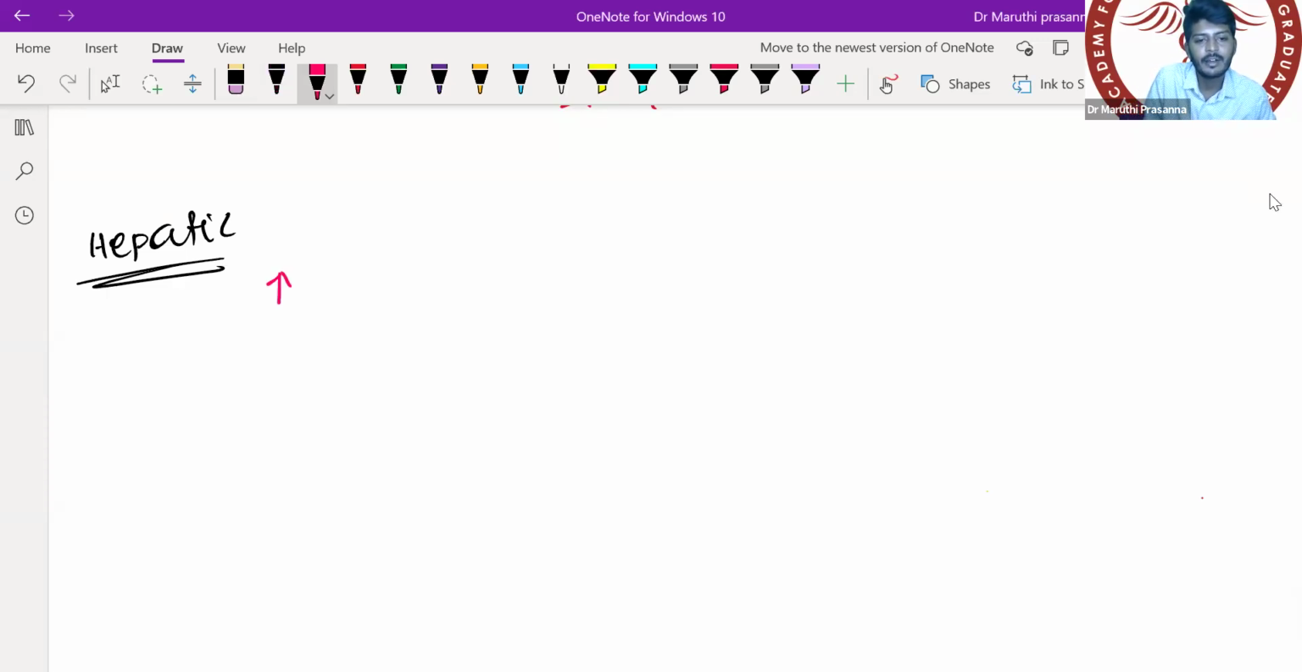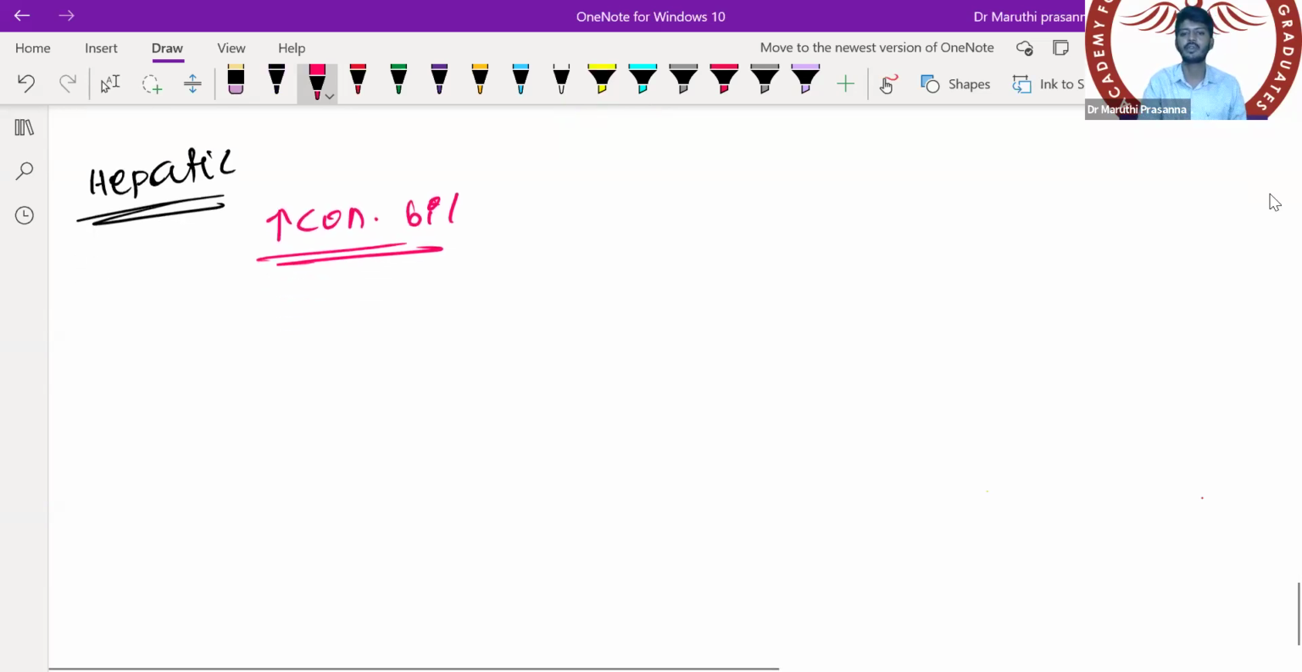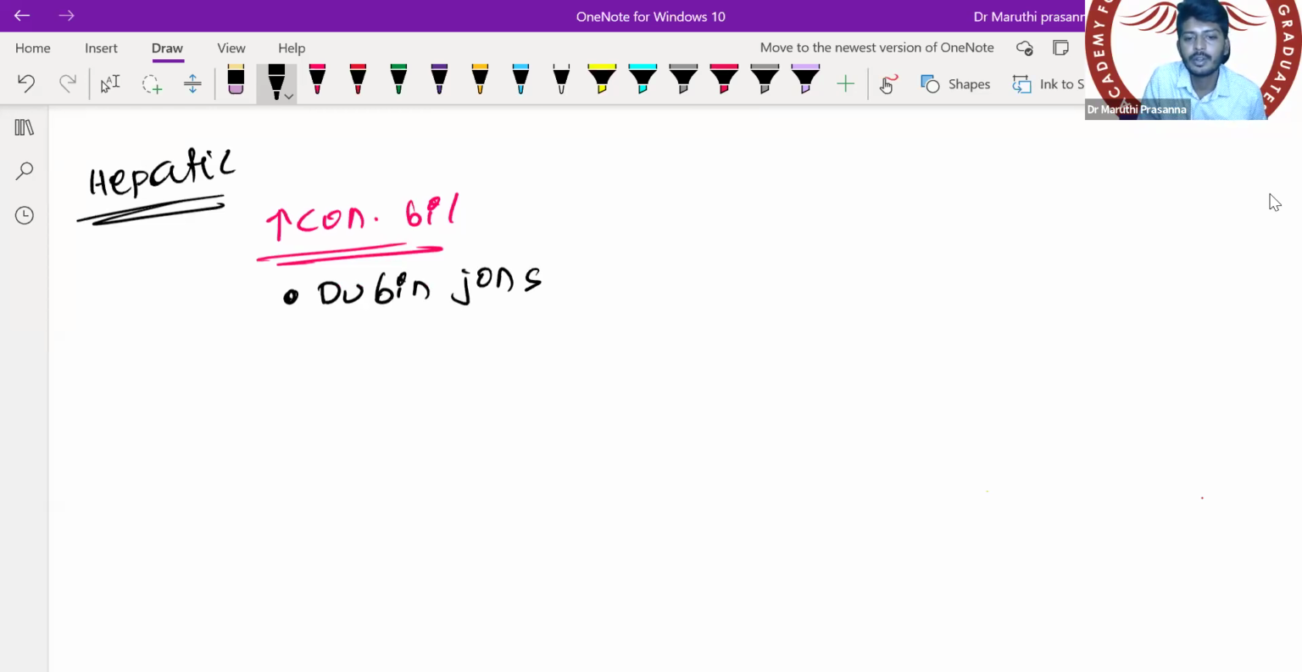Under hepatic jaundice there can be an increase of conjugated bilirubin. What are the conditions with elevated levels of conjugated bilirubin? Elevated conjugated bilirubin is seen with one of the most important diseases, Dubin-Johnson syndrome. Then one more is Rotor syndrome. Dubin-Johnson and Rotor are the two diseases in which conjugated bilirubin will be elevated.